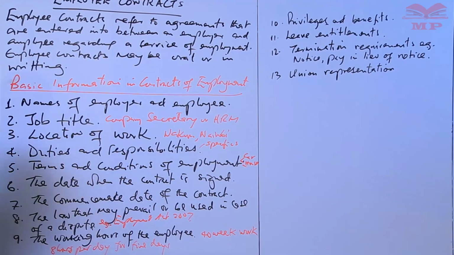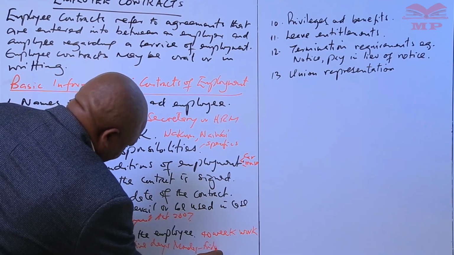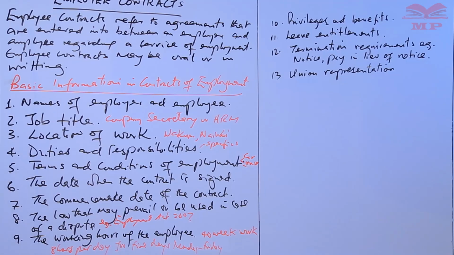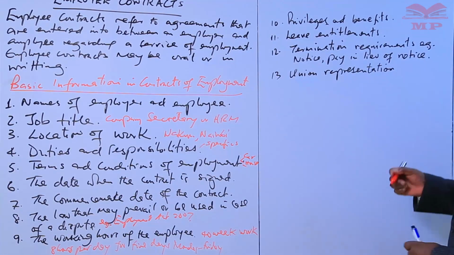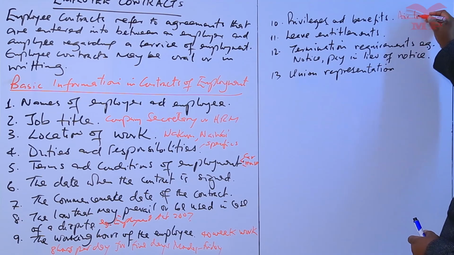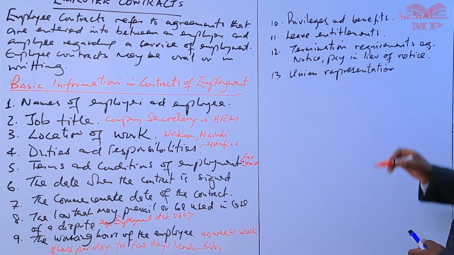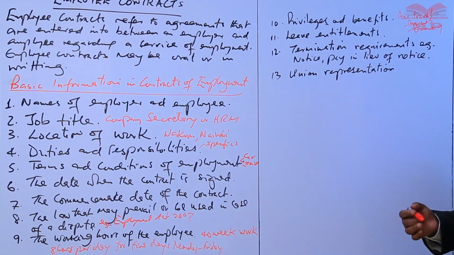And this could, for example, be indicated that this is from Monday to Friday. So then that becomes very clear that these are the working hours of this particular employee and so on. Then you have privileges and benefits. For example, if this employee has to travel, maybe air travel, you may say the employee is entitled maybe to business class or economy class, for example. So that has to be indicated for purposes of administration of this particular contract.